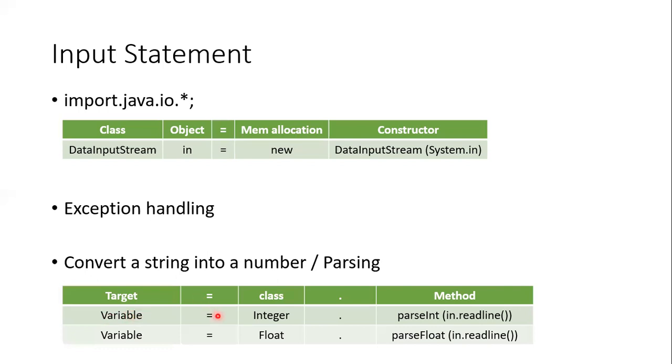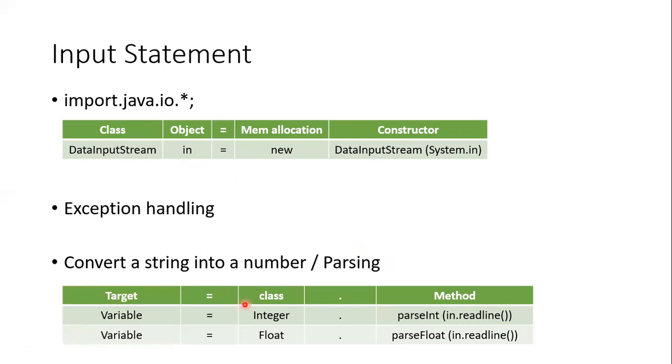Then equal to, and in the java.lang package there is a class called Integer, and in Integer there is a method called parseInt. By specifying the class name Integer and a dot, then parseInt, which requires that you read the line by using the readLine method through this object in. This object is nothing but the in that we have used here for the DataInputStream. So using this in object, we use the readLine method. This will help us get an integer value from a string.